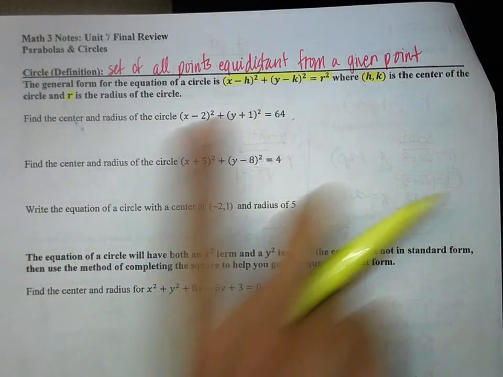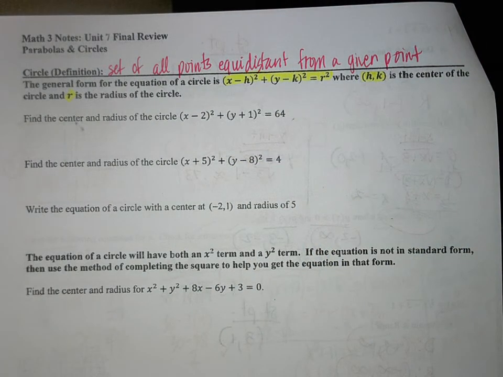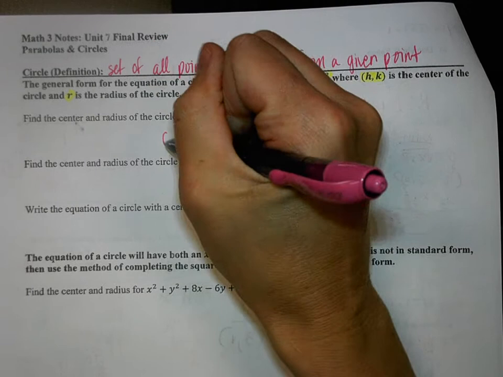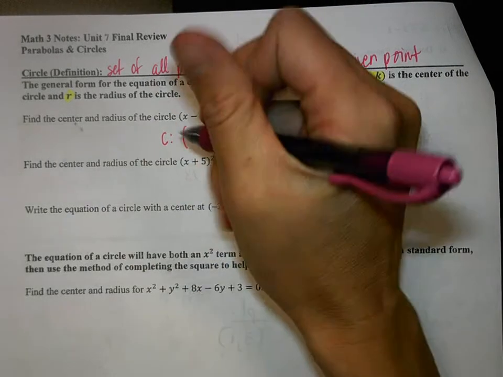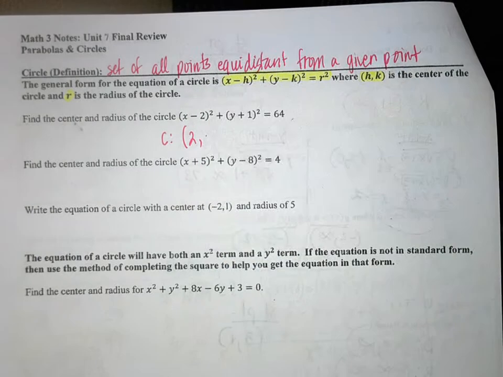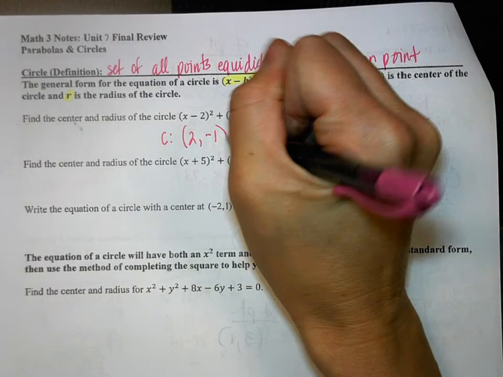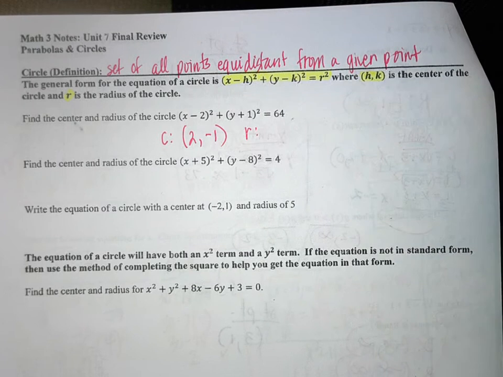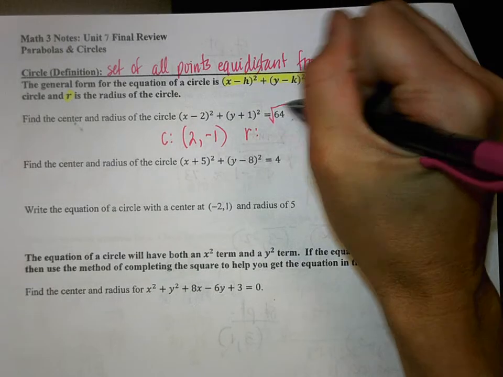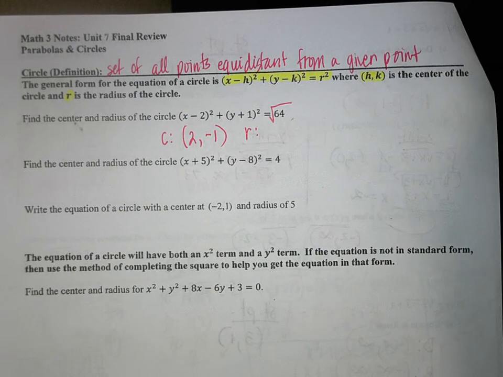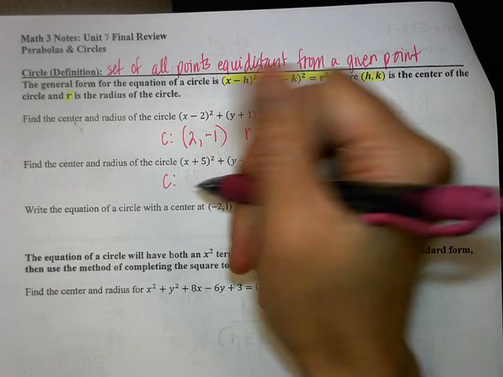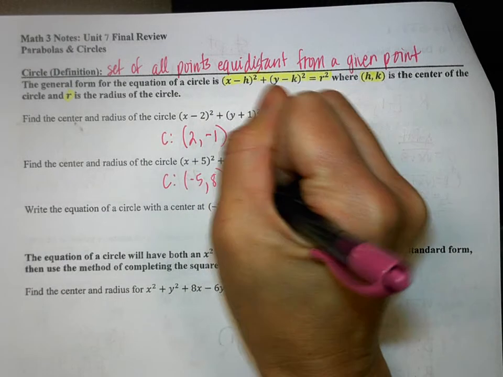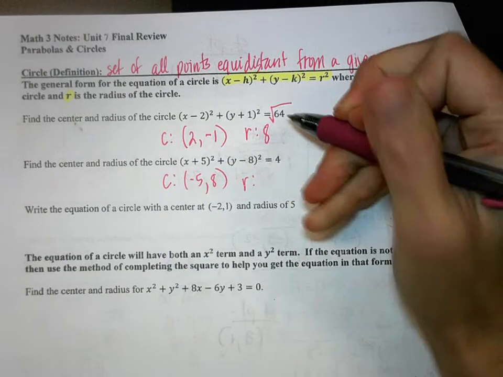So we have a couple examples here where you just want to know what is the center and what is the radius. So on this first one here, what is my center? 2, -1. And then my radius would be the square root of 64, which is 8. Okay, next one, what is my center? Good, -5, 8. And my radius is going to be 2.